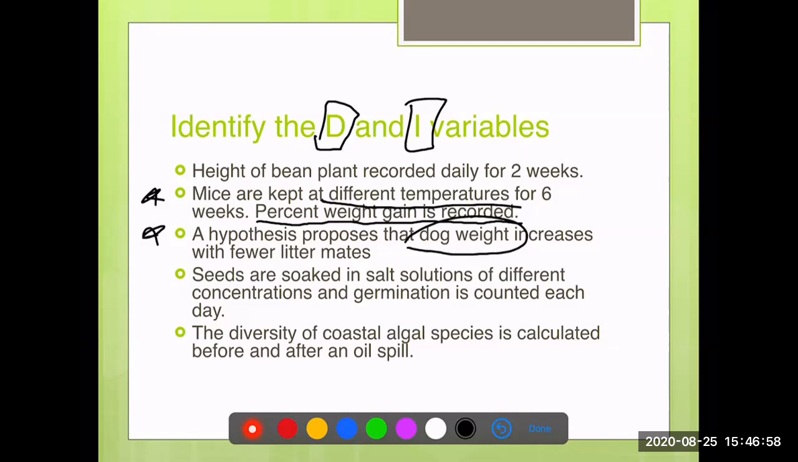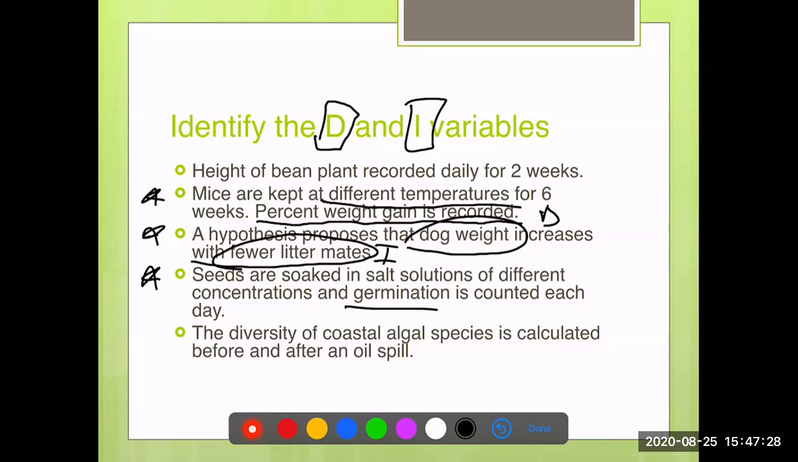And what is it that we think affects that? What is it that's varied? The amount of litter mates, that's the independent variable. Let's do one more. Seeds are soaked in salt solutions at different concentrations and germination is counted each day. Okay, what's germination? This is when seeds begin to sprout their roots and their leaves. That's germination.